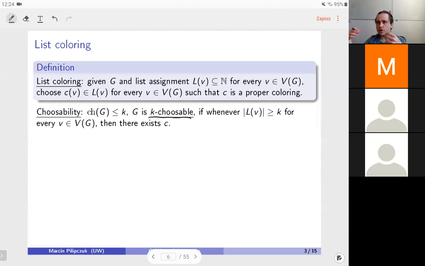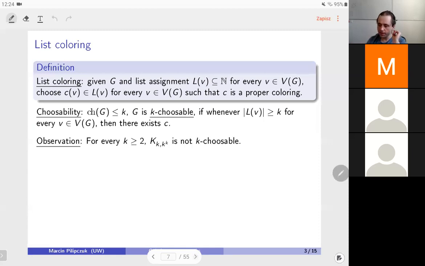And now you are quantifying more, requiring that whatever list the guys get, you will find the k-coloring. So it feels like, hey, if the lists are different from each other, it may even be easier to find the k-coloring. It feels at the beginning that getting the same list is the worst case because there are too many conflicts, but it's not true. So let's just look at the following example.